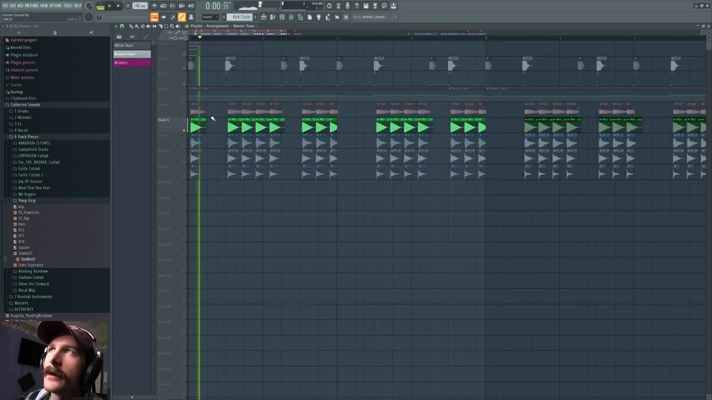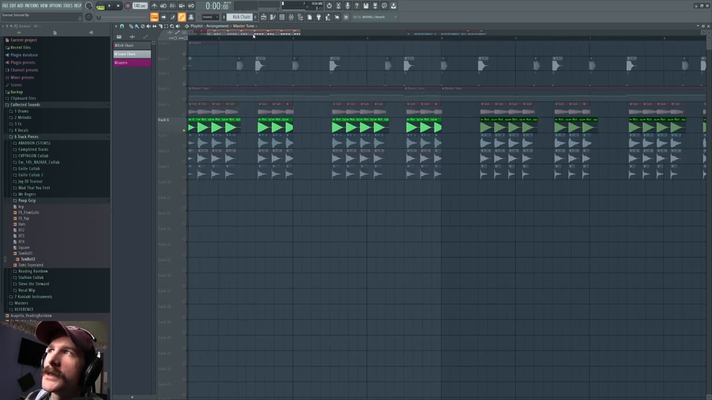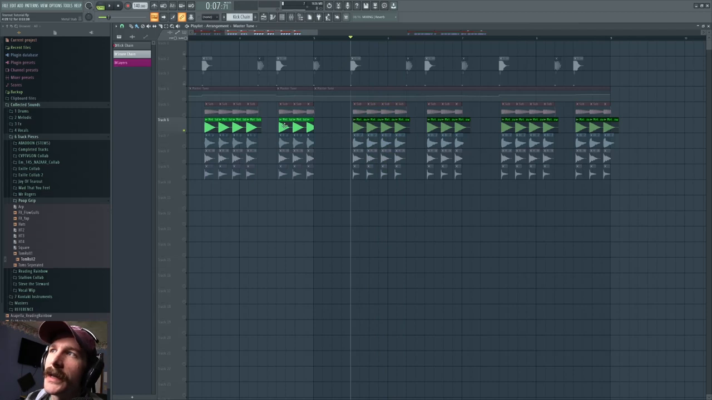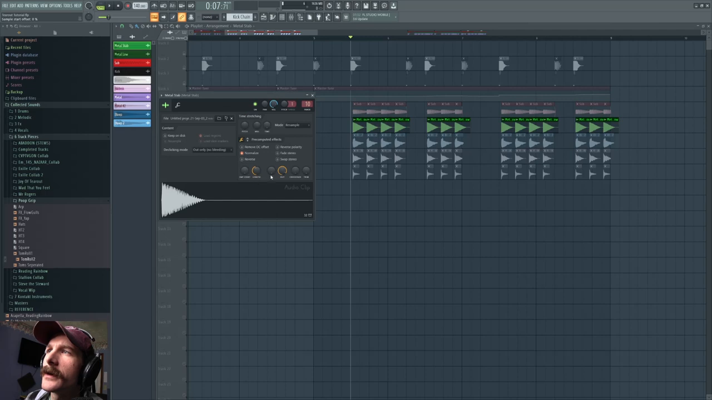Then this layer, which is one of the synths I'm going to show. That's it playing an E, and then this is a lower E, like an octave lower E. And then the only thing I'll show is I went in here and chopped the tail off of both of these.